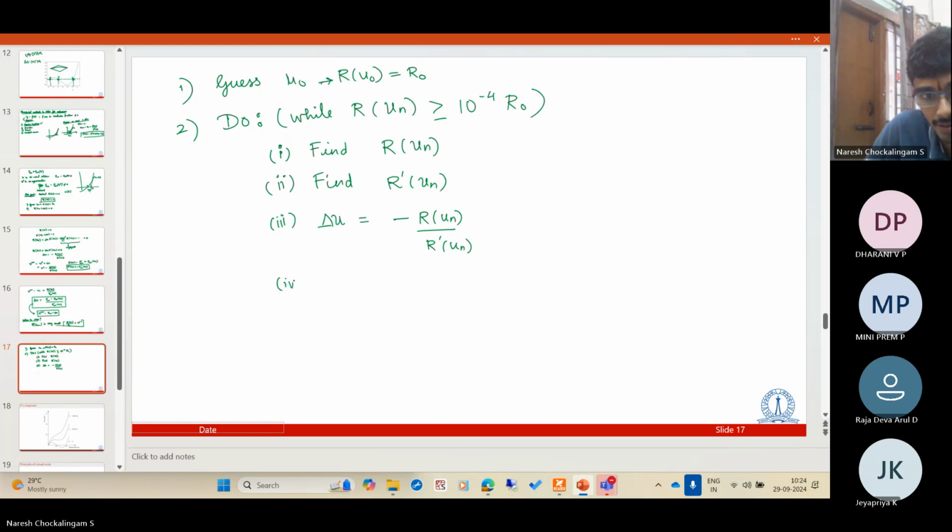Then what should I do? So this is giving me some delta u. No, first I have to update u. So un plus 1 is what? un plus delta u. Right? Then in the next iteration, set un equal to un plus 1. So the current iteration's un plus 1 will be the input guess for the next iteration.